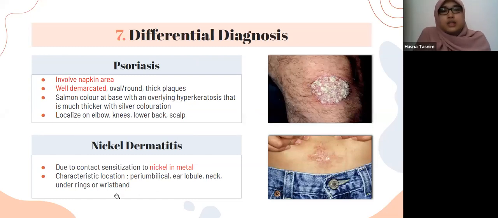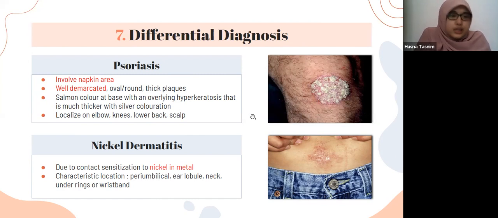Third one is psoriasis. In contrast to eczema, it involves the napkin area with well-demarcated lesions, oval or round in shape, and thick plaques. The lesions are salmon colored at the base with overlying hyperkeratosis with silver coloration, like in this picture.